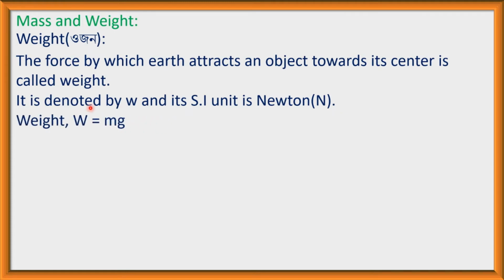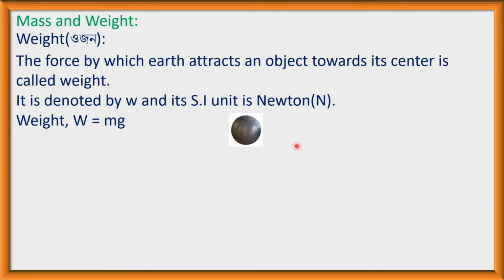And measure of weight is equal to mass into acceleration due to gravity. We know that F is equal to ma, and here attraction force is gravitational force, therefore instead of a we use g, acceleration due to gravity. This acceleration is acceleration due to gravity. So W is equal to mg, that is, force is equal to mg.